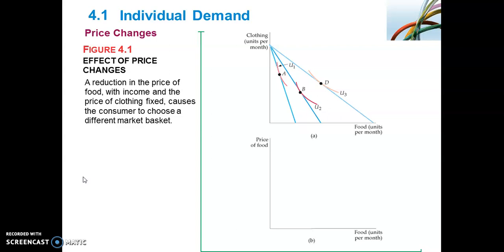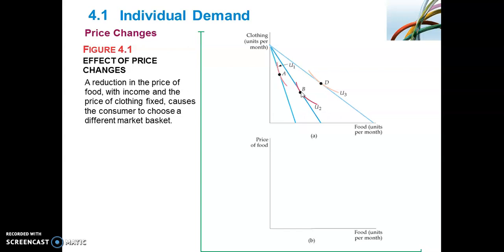Here we have an individual who must choose how they will allocate their income given the prices of the goods. In figure 4.1, we are told that the consumer has an income of $20 and consumes at point B initially. The combination of food and clothing at this point is 12 units of food and 4 units of clothing. The prices of the goods are such that food costs $1 per unit and clothing costs $2 per unit. This is the information given to us.